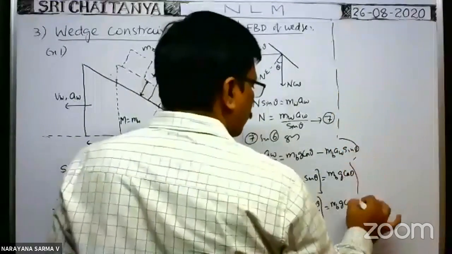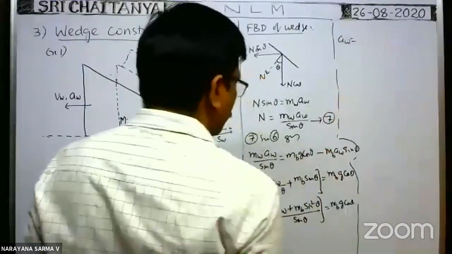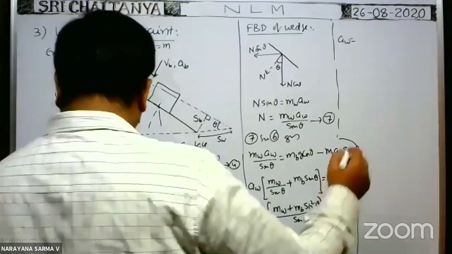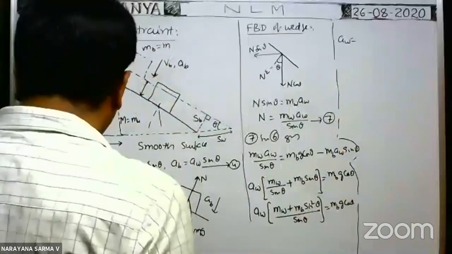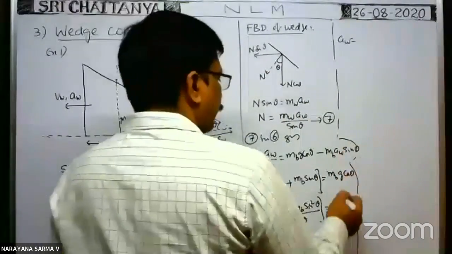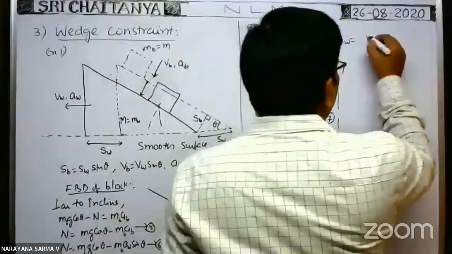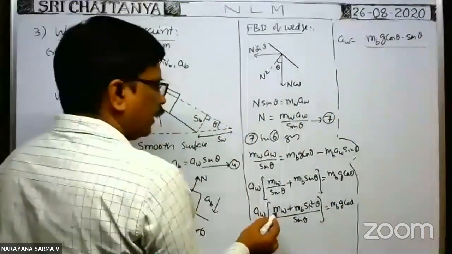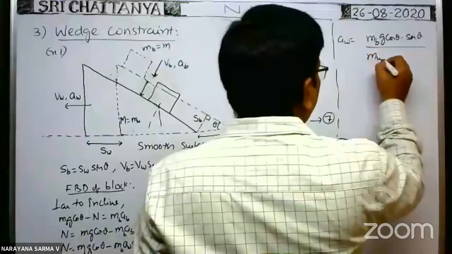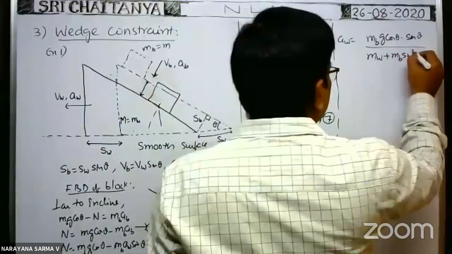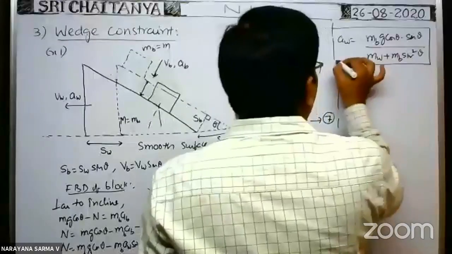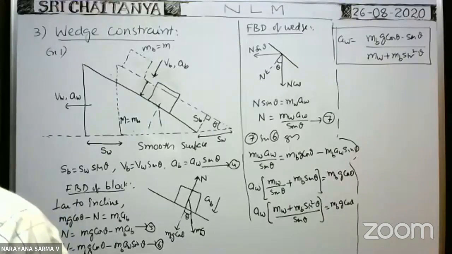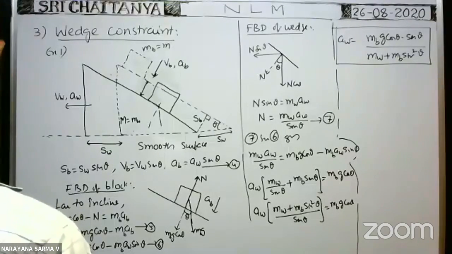Therefore, for the acceleration of the wedge, just do cross multiplication. The acceleration of the wedge is equal to mbg cos theta into sin theta, whole by mw plus mb sin square theta. So this is the formula for the acceleration of the wedge: mbg sin theta cos theta by mw plus mb sin square theta.